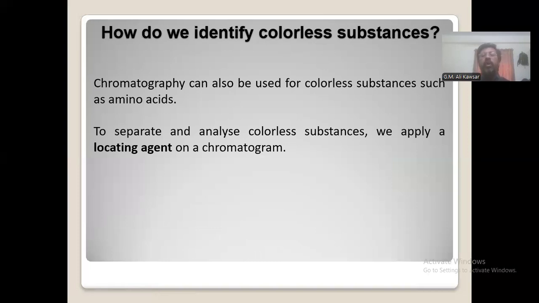Sometimes the spots are invisible. In that case, we have to use a locating agent. There is a special type of substance which, if we spray it on the paper, makes the unseen spots visible. So it is called a locating agent.